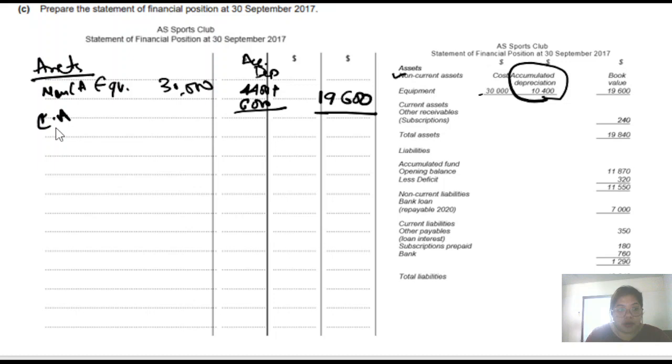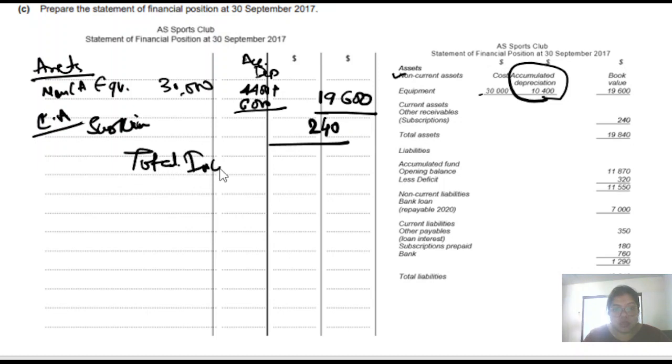Then you have to write current assets. In current assets you have subscription in advance. The subscription is given to you, that is 240. So your total is 19,840. Okay, then you have to record your liabilities.